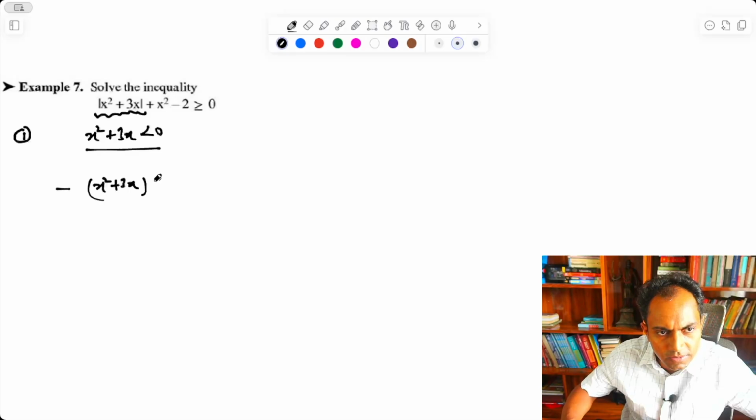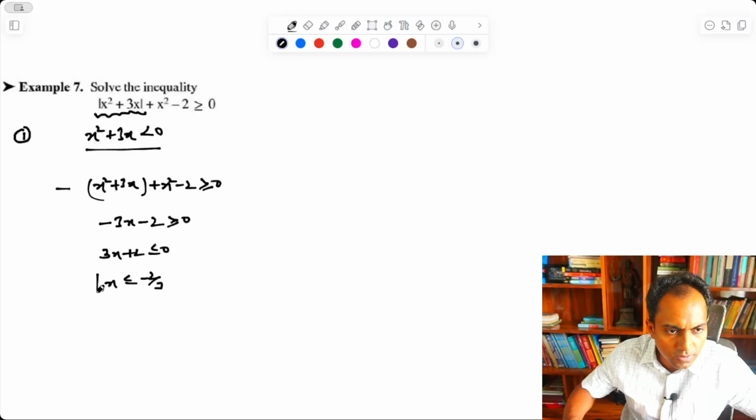This happens: plus x square minus 2 is greater than or equal to 0. If I simplify this, x square will get cancelled out. What will remain is minus 3x minus 2 is greater than or equal to 0. Or 3x plus 2 would be smaller than or equal to 0. x is smaller than or equal to minus 2/3. This is what we are getting from here, but this is not the answer for this case. I will have to take intersection with this part also.